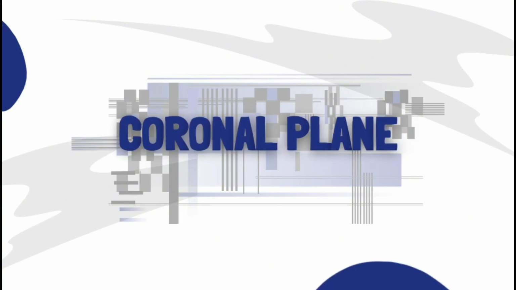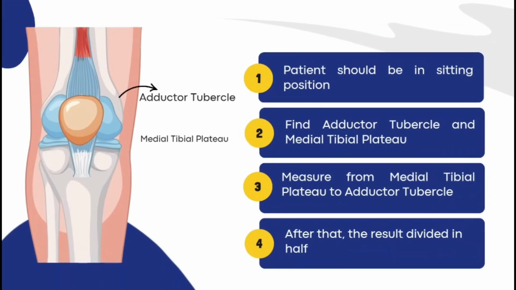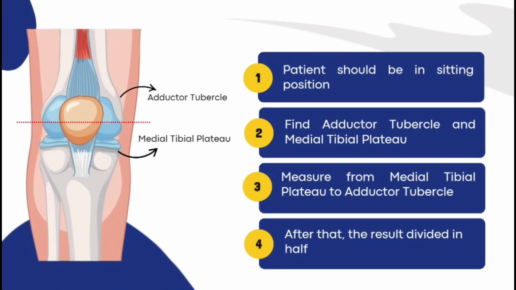And for the coronal plane, there are two methods to determine the knee joint axis. This is the first. The patient should be in sitting position. And then find the medial tibial plateau. This is the medial tibial plateau. And then find the adductor tubercle. This is the adductor tubercle.